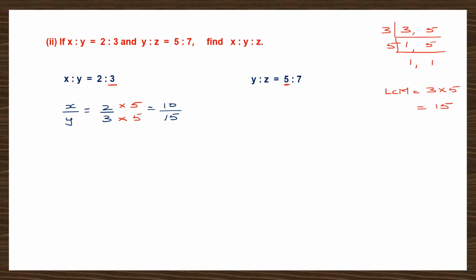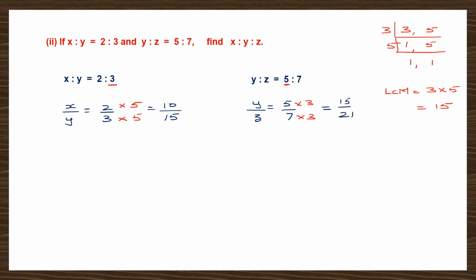Now let's go to the next one. So here we have 5 is to z, y is to z. So let's make it y is to z in the form of a fraction. This is equal to 5 by 7. Now here again we're looking at y. Y is 5. We found the LCM to be 15. So 5 into what will give us 15? 5 into 3. 5 threes are 15. So multiply this also by 3. 5 threes are 15 and 7 threes are 21.